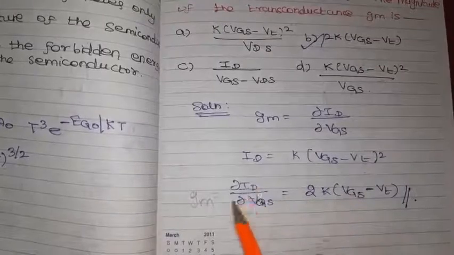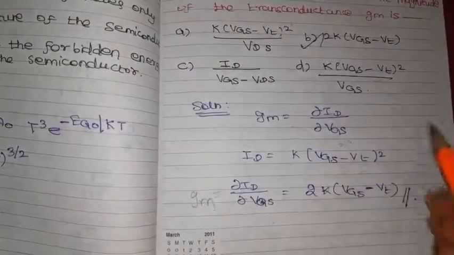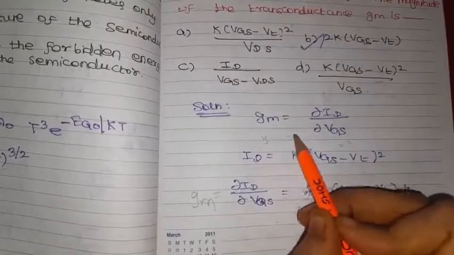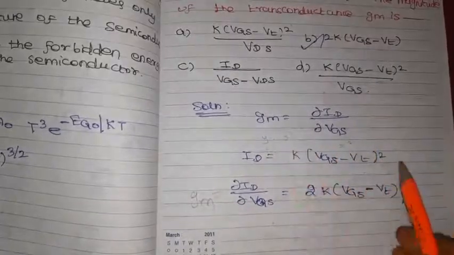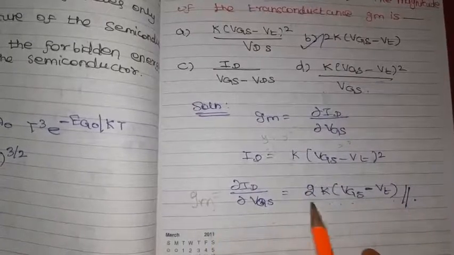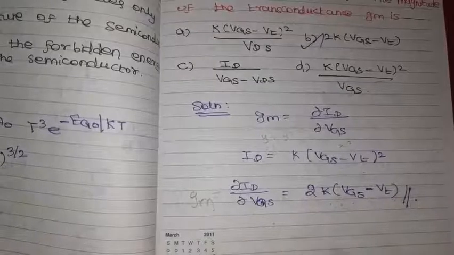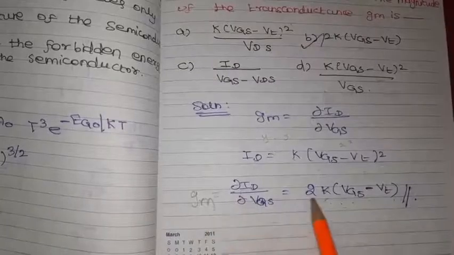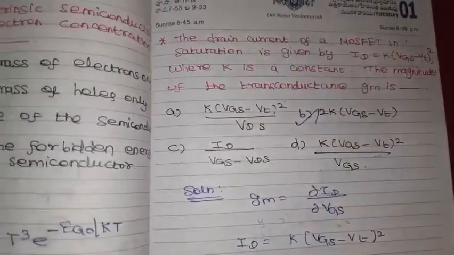This is a basic differentiation. If this is y and this is x square, what is dou y by dou x? 2x, the same thing. 2 into K into this thing. So 2K into VGS minus VT, simple differentiation only. Gm is equal to 2K into VGS minus VT. Option B is the right option.